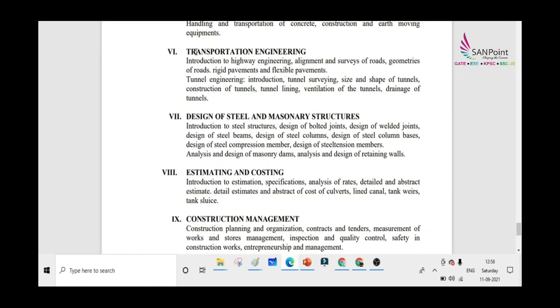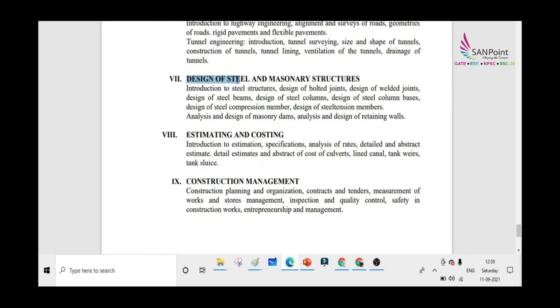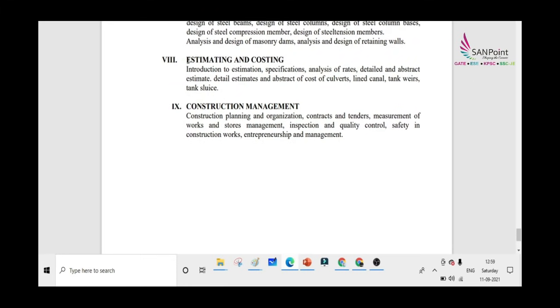Next is your transportation engineering, which is common for AE and JE, but here if you see, tunnel engineering they have added. So I have taught this subject, tunnel engineering. Next is your design of steel structures. So till here it is like design of steel, and next is your masonry structures in the sense like RCC. So this is also there. And estimation and costing I have only taught completely, and construction management. So this is the part of AE and JE common.